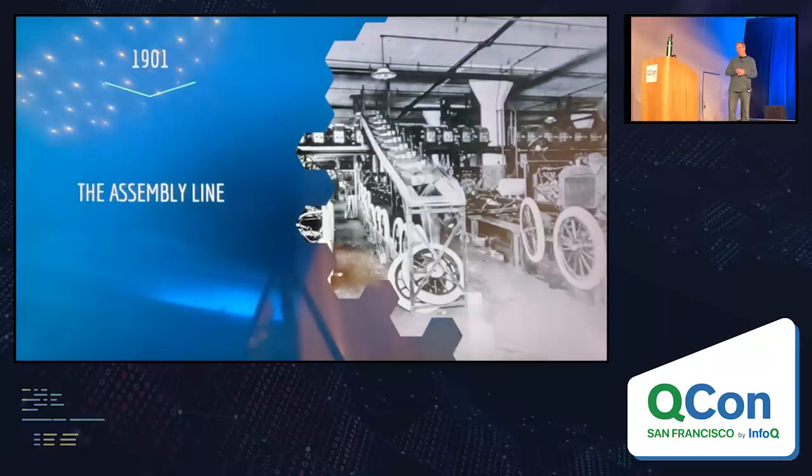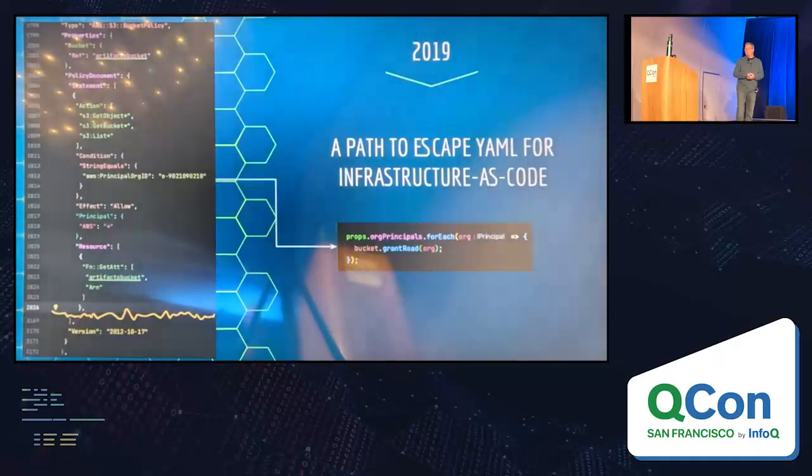1901, the assembly line. People usually associate this with Ford Automotive and the ability to mass produce vehicles at a much larger scale than we ever had before. And then last but not least, 2019, a path to escape from YAML and JSON as our infrastructure for code. This is a little tongue-in-cheek, obviously, and I apologize.